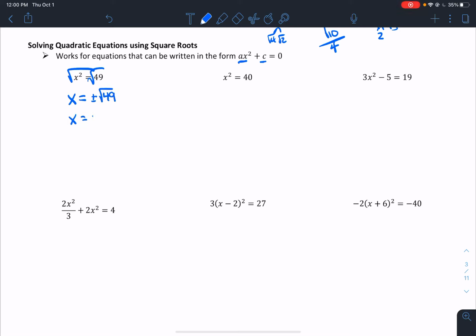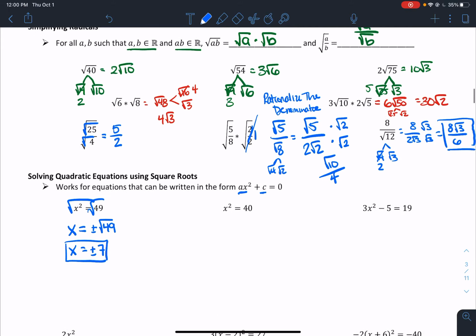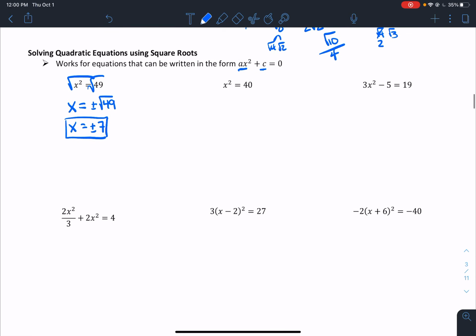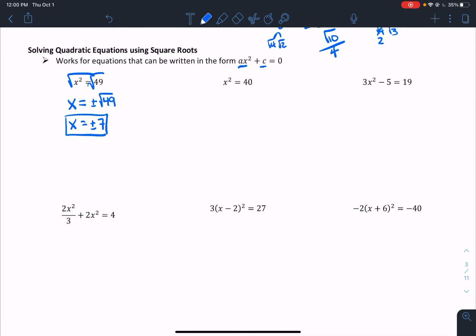So x equals plus or minus 7. But wait, Mr. Toro, why did this plus or minus come out of nowhere? I understand that 7 squared and negative 7 squared are both 49, so I get why that's an answer. But why did we get that, but we didn't get them up above? Why does the plus or minus only happen when we're solving an equation?